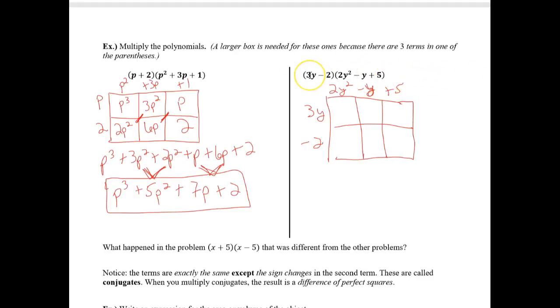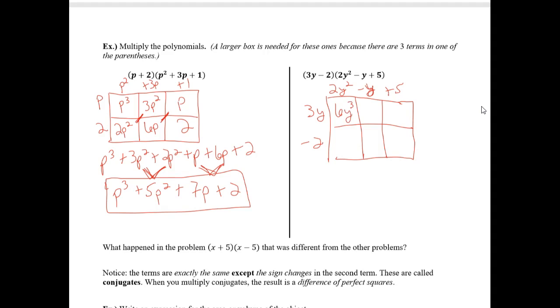Okay, so we have our 2 terms being multiplied by 3 terms. I made a 2 by 3 box. I have 2 terms on this left-hand side and the 3 terms across the top. I multiply my boxes. So 3y times 2y squared. 3 times 2 is 6. Y times y squared is y cubed.